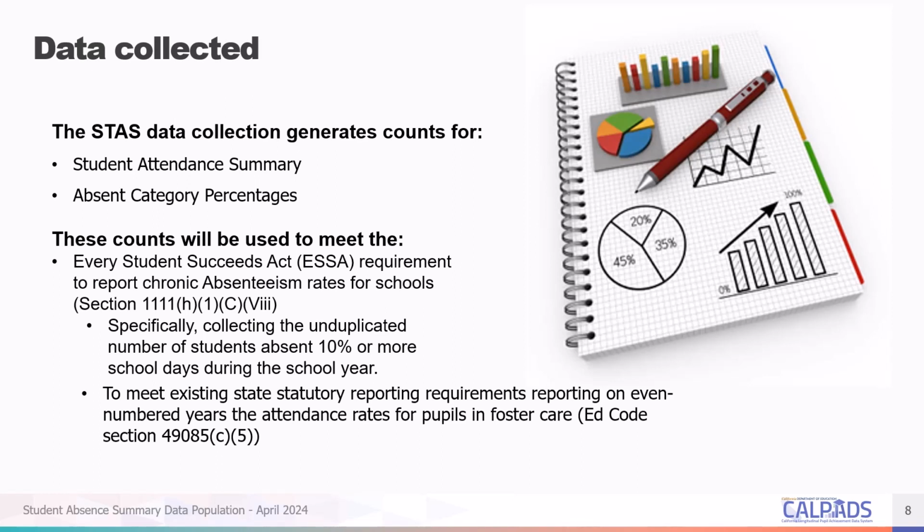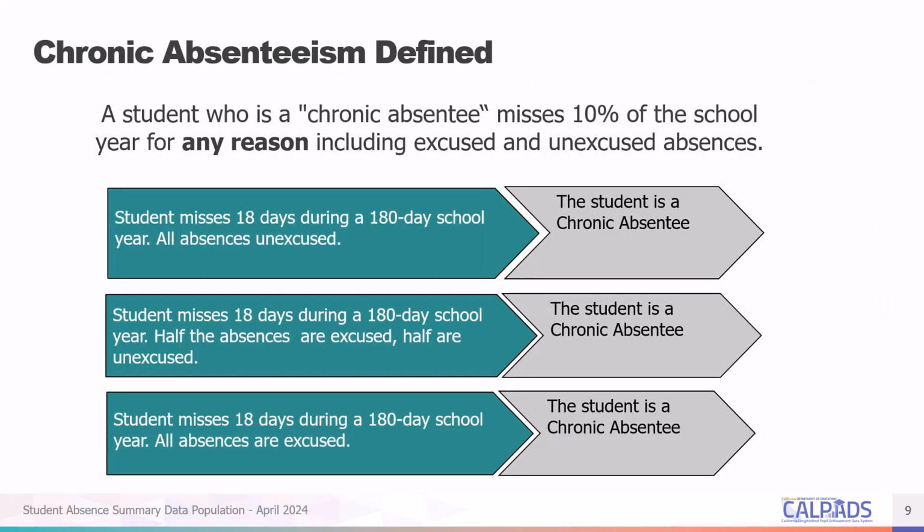Student absence summary data is used to determine counts for absences and absence category percentages. The CDE will report an unduplicated count of students that are absent 10% or more school days during the year, as well as attendance rates for pupils in foster care, to the federal government in compliance with the Every Student Succeeds Act, or ESSA. A student who is a chronic absentee misses 10% of the school year for any reason, including excused and unexcused absences.